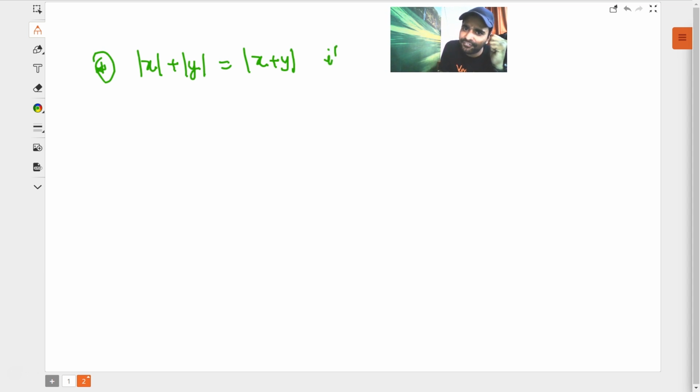Only if and only if x into y is greater than or equal to 0. X into y means the product of these two numbers, which I am putting inside the modulus, guys. Only if the product of these two numbers is non-negative can I say that mod of x plus mod of y is equal to mod of x plus y, right? Everybody clear with this or not? It is a very important property. People usually make a lot of mistakes in that.